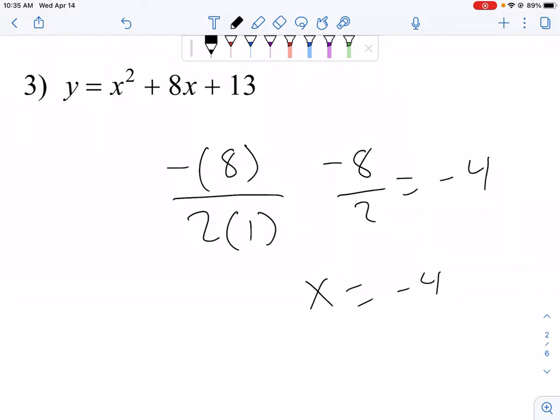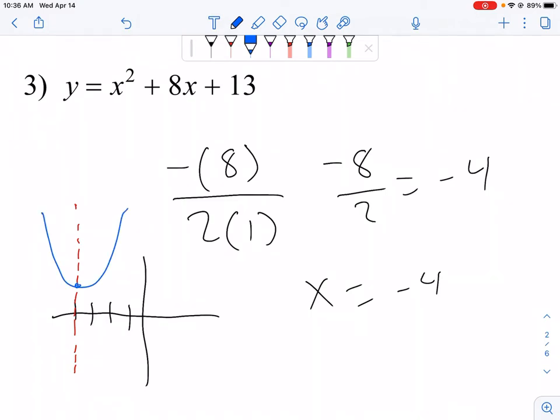So on this one, if I had a graph here, negative 1, negative 2, negative 3, negative 4, that's where my axis of symmetry would go through, and then if I had a parabola, my points would reflect across. They would be equal on either side, okay?